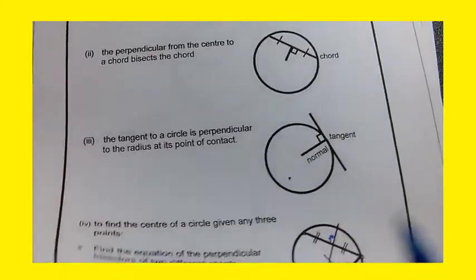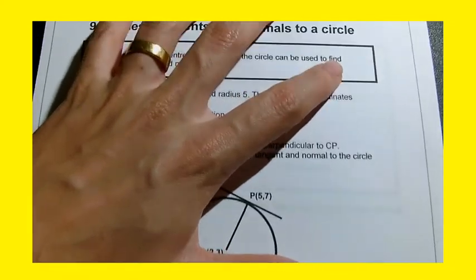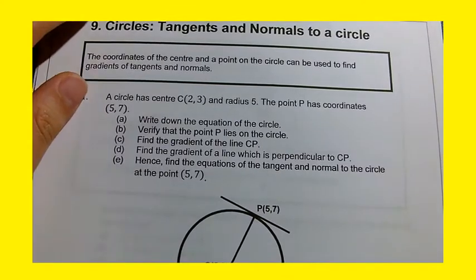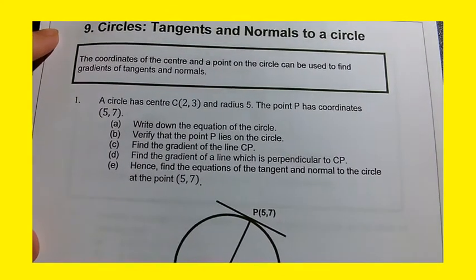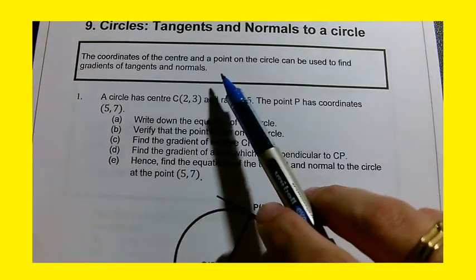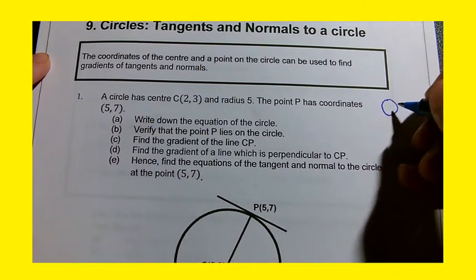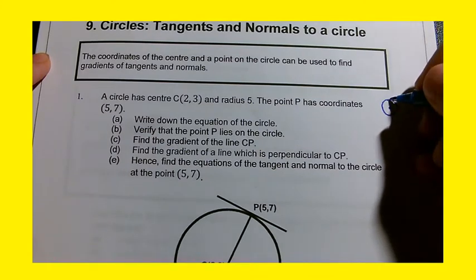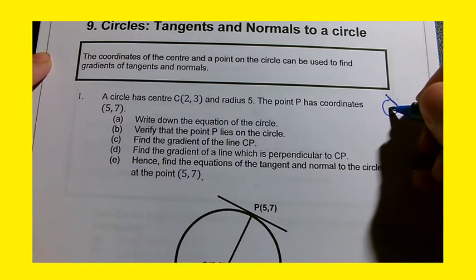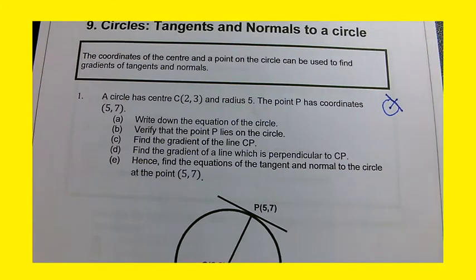Okay, right, so let's come up to the final page in the booklet to do with circles, where we look at tangents and normals. Before we get into that, the coordinates of the centre and the point on the circle can be used to find gradients of tangents and normals. So I'm just going to do a quick sketch. A tangent to a circle is a line that touches on the outside of the circle. Okay, a normal to that line will more or less be the equation of the radius, because it's perpendicular to the tangent.